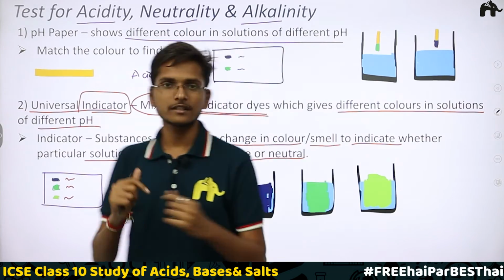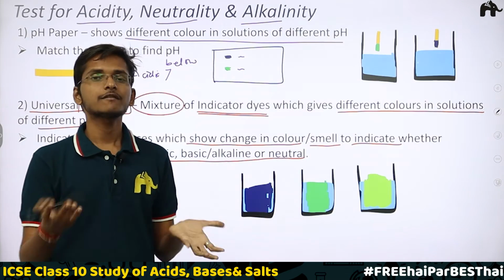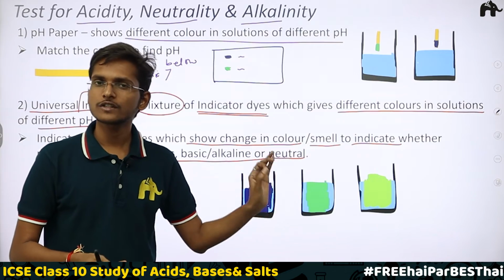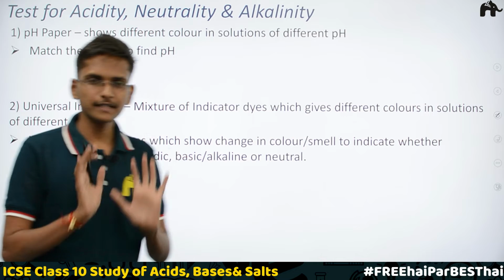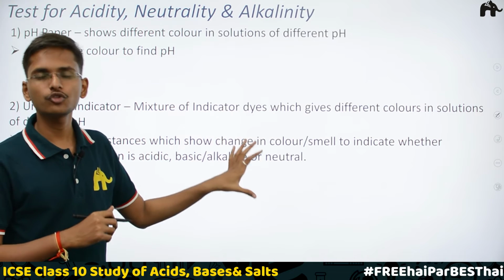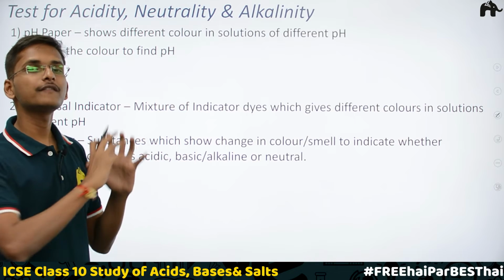So we would know that this solution has this much pH, this one has this much pH, and from the pH value we can know whether the particular solution is acidic, basic or neutral, right? We already know it. So friends, now we know how to find the pH of a solution by using a universal indicator solution.